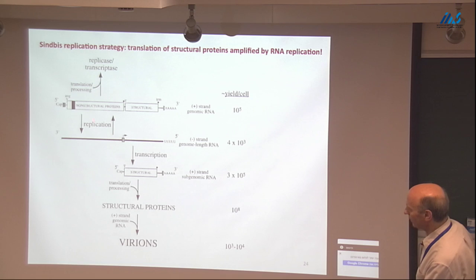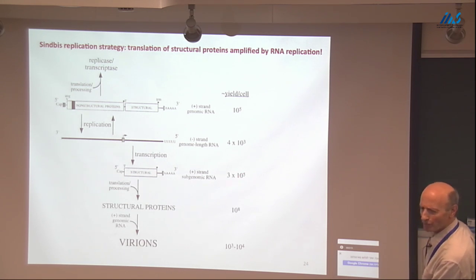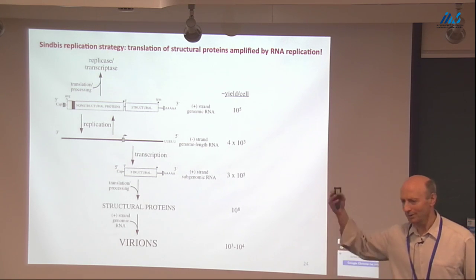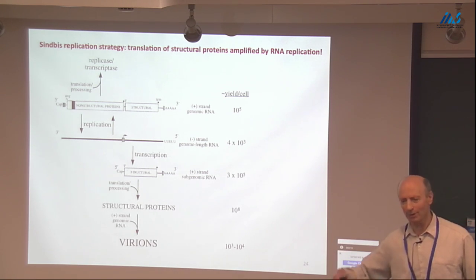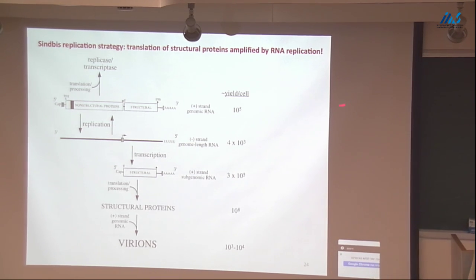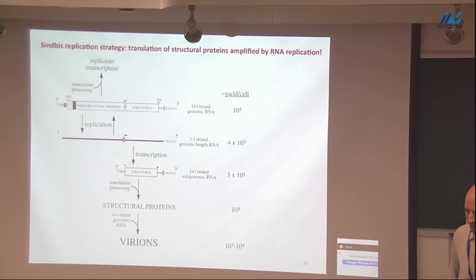Not only do you get full-length plus strands, you get replication of the second open reading frame. So now you get up to hundreds of thousands of copies of the messenger RNA for structural proteins. So in transcription, if you want a lot of proteins in a hurry, you want to make lots of mRNAs, and then you want to translate them many times, but you never make hundreds of thousands of copies of mRNA.